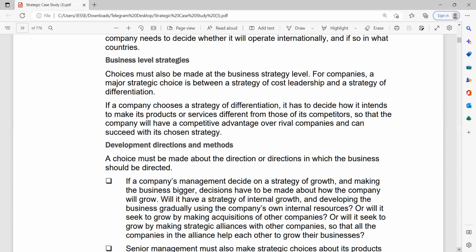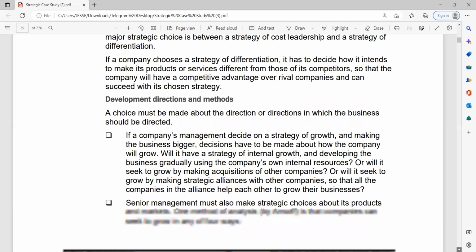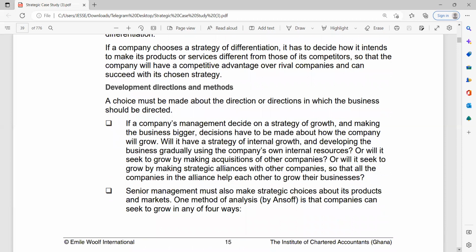Now let's move on to the third one, which is development directions and methods. A choice must be made about the direction in which the business should go. What is the direction that the company wants to go? If a company's management decides on a strategy of growth and making the business bigger, decisions have to be made about how the company will grow. It's very, very important.